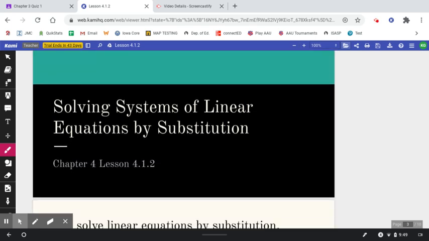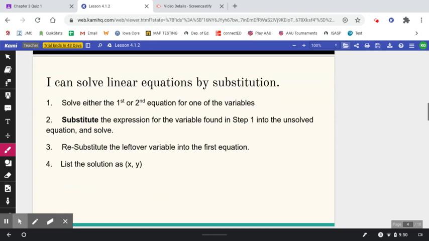Okay, chapter 4, lesson 1 again, but we're doing the second part. We are still solving systems of linear equations, but today we are going to do it by substitution. So here are the notes on how to solve by substitution. Go ahead and pause and take those down in your notebook.